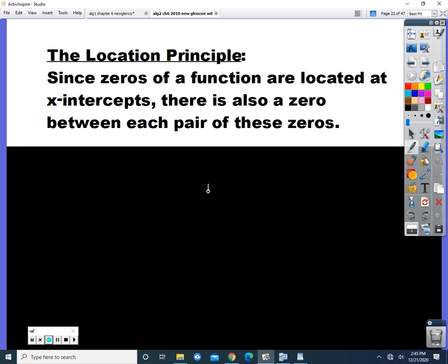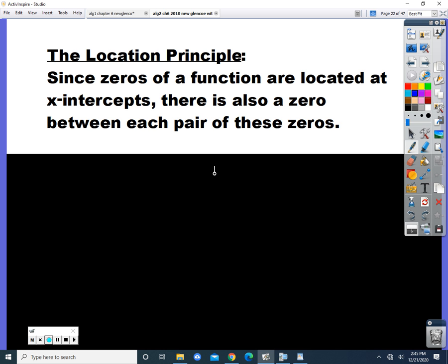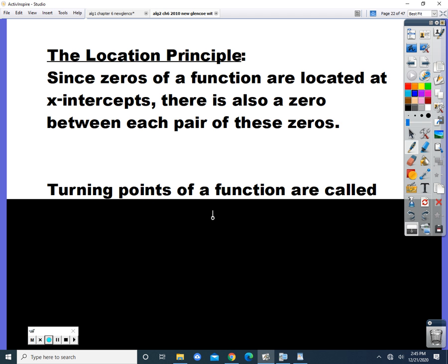Zeros of a function are located at the x-intercepts. Remember quadratics, we just looked to see what's crossing the x-axis. So there's also a zero between each pair of these zeros. So we're going to be locating the zeros, and we'll use our graphing calculator or Desmos to find those.